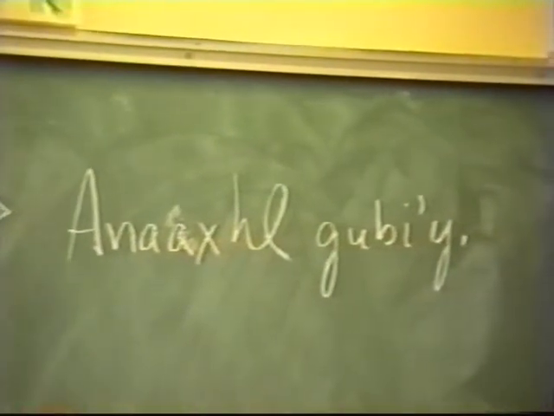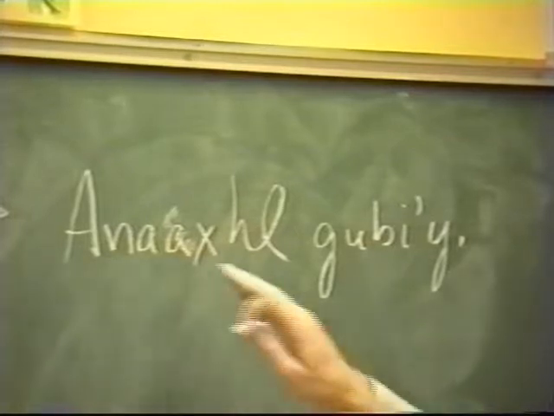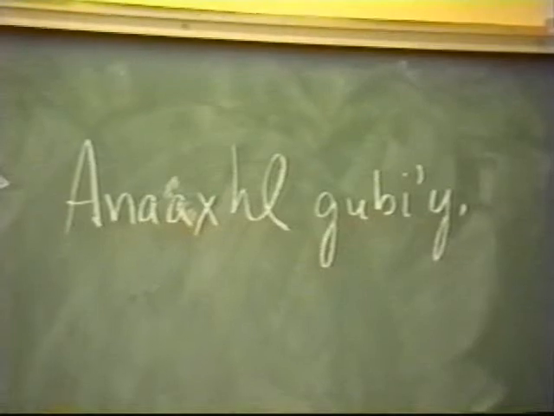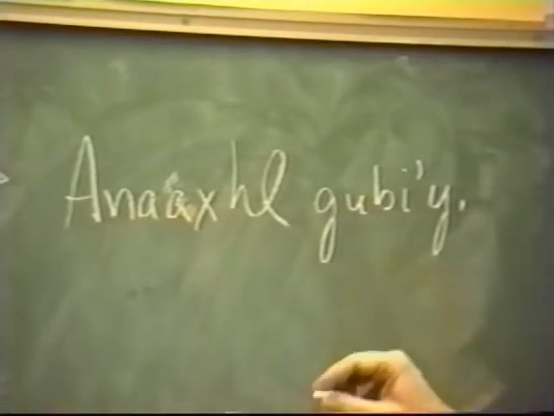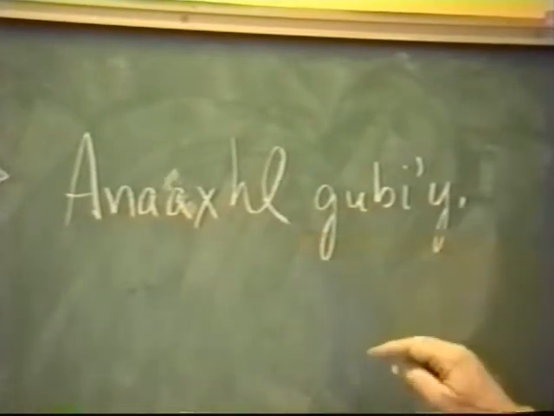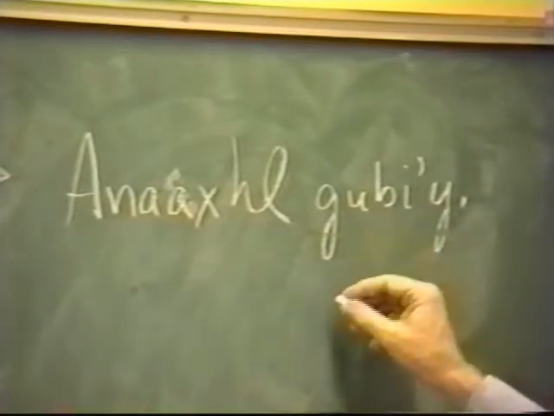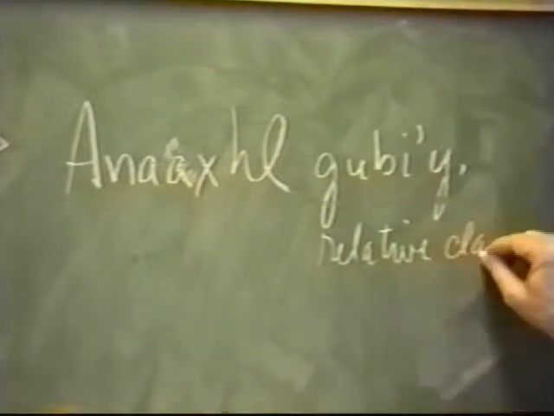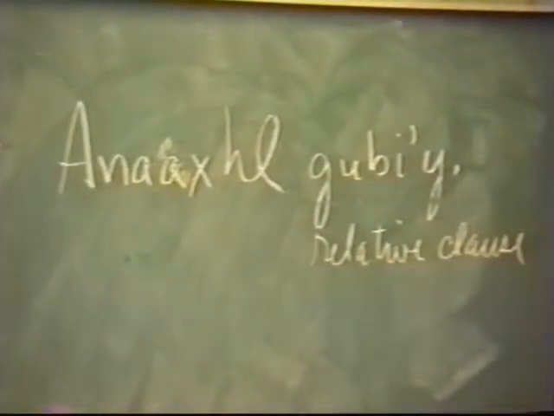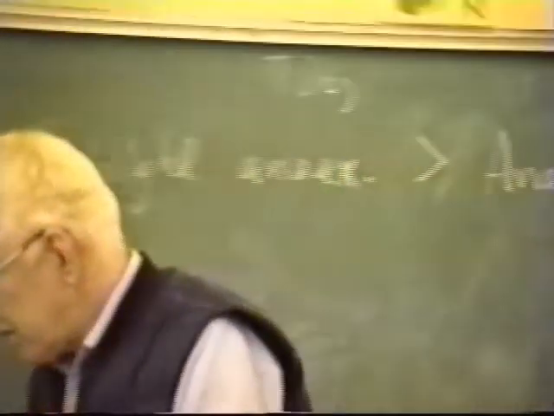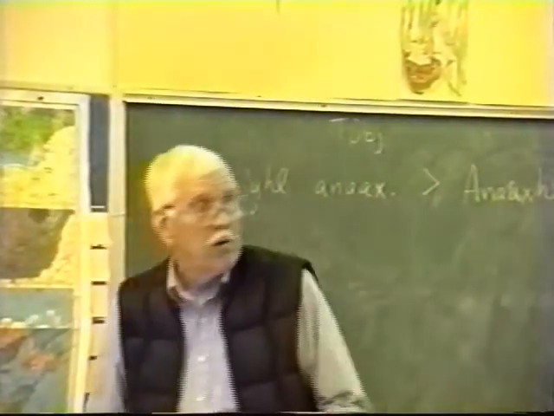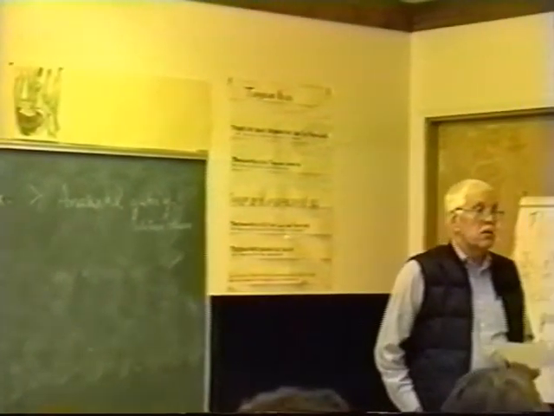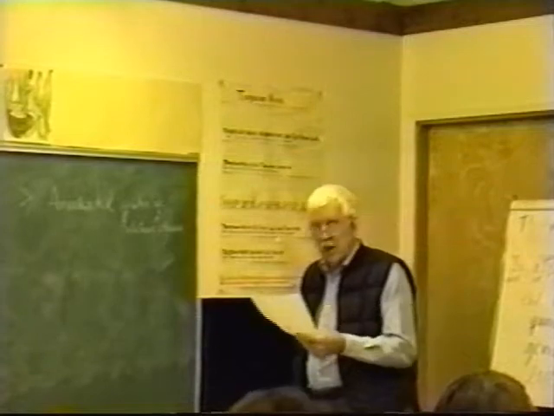Anash gubi. It's bread that I ate. What did you eat? It's bread that I ate. And this gubi right here is also a relative clause, but it's a relative clause that is formed on a transitive object, not on an intransitive subject.